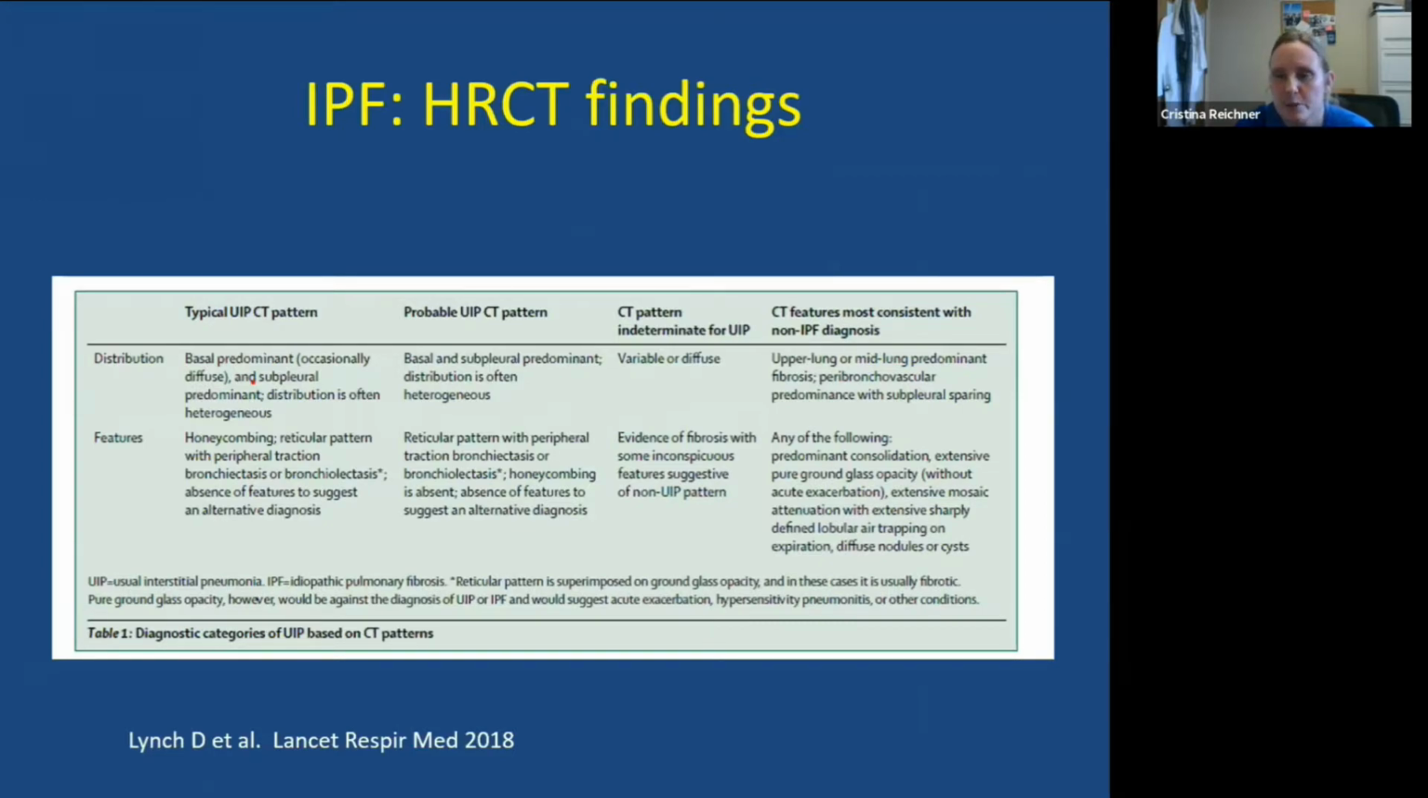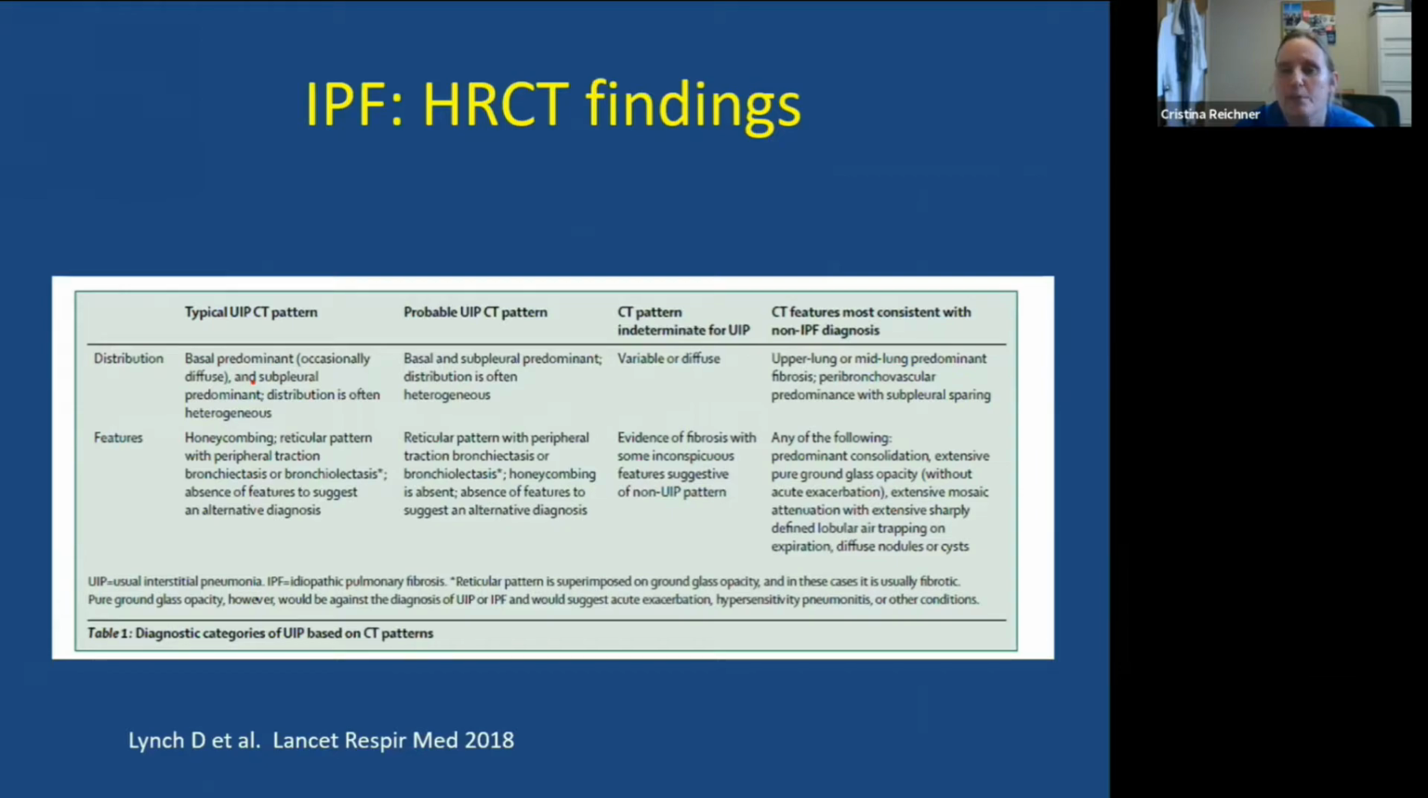CT pattern indeterminate, so there you have some features, but you really don't have the honeycombing, and again, it just doesn't look quite right. These are the patients that most likely will end up getting lung biopsies because you just are not sure what it is. But despite that, about 80% of them will still end up having the UIP pattern, even if it doesn't look classic on CT. And then these are things that are just not consistent with IPF.